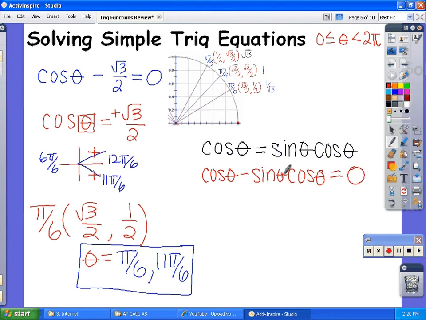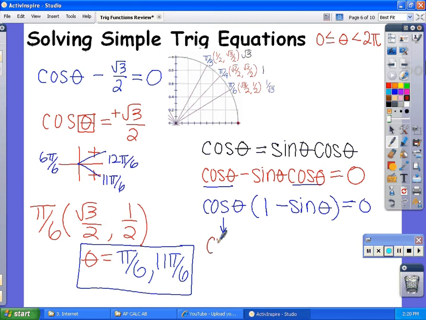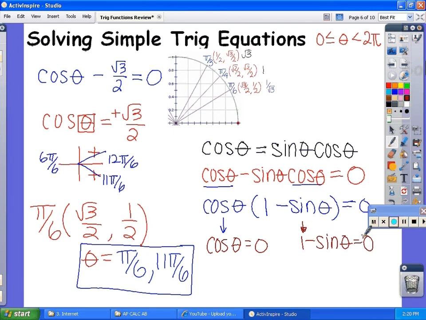When you do that, you can actually factor out the common term. When you factor out a cosine of theta in front, you're left with 1. In the back term, you're left with negative sine of theta. So we get 2 factors. One factor, we have cosine of theta equal to 0. The other factor, you have 1 minus sine of theta equals 0. When is our theta going to be 0 on the unit circle? That's whenever our x value is 0. So that's up top and down bottom. So that's pi over 2 and 3 pi over 2.